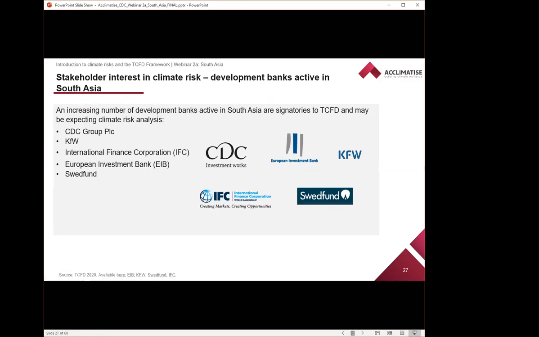Some examples of where these networks are beginning to develop and coalesce around the concept of TCFD can be seen with the development banks. We've listed out some of the banks and investors in this space, including CDC, but also the International Finance Corporation, SVED Fund from Sweden, the European Investment Bank, and KfW from Germany. And there are others.